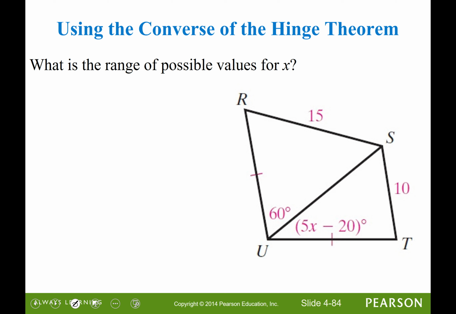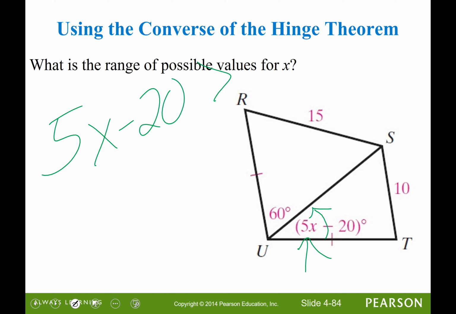The converse of the Hinge theorem now. Okay, what is the range of possible values of x for this figure? So there's our x, and we want to figure out the possible range for that value right there, that x. Well, it's an angle. We know that. And we know that an angle has to be greater than 0, right? So we know that that 5x minus 20 has to be greater than 0 degrees. So that's nice. That's giving us a range.